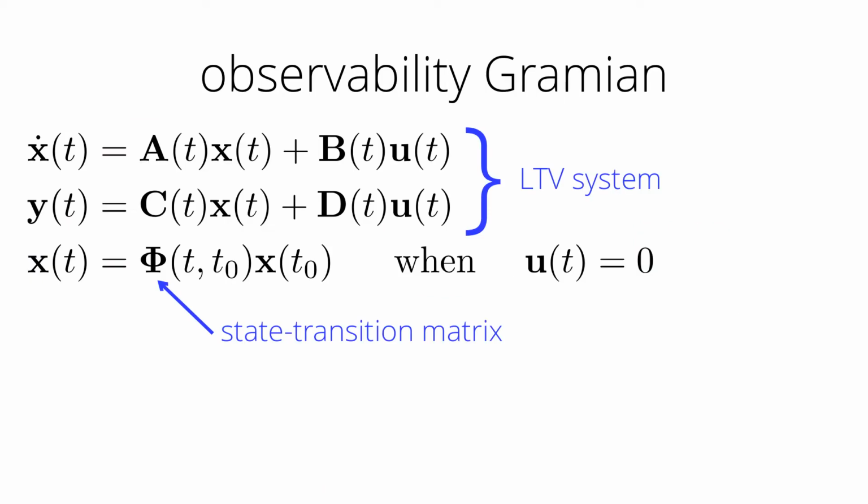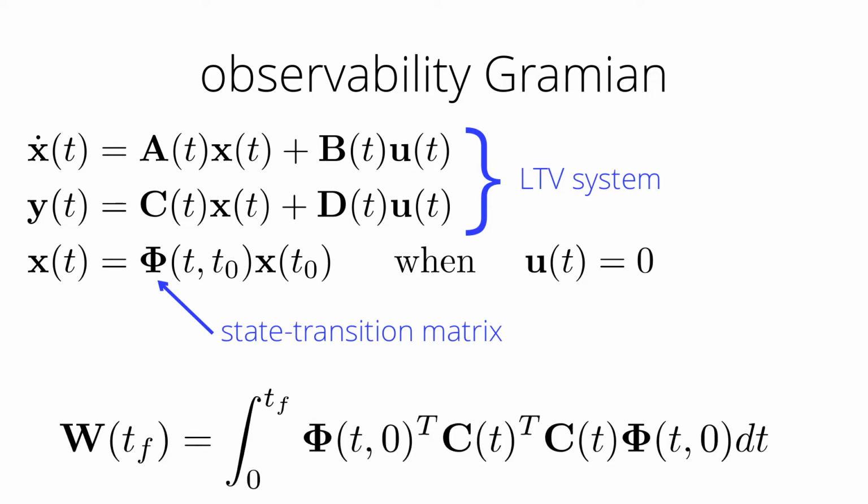So the observability gradient can be derived from an LTV system. The unforced state evolves according to the state transition matrix phi, and with phi we can define the observability gradient as this integral. So in cases in which the dynamics or measurement function are complex, it's really difficult to work with this integral directly.